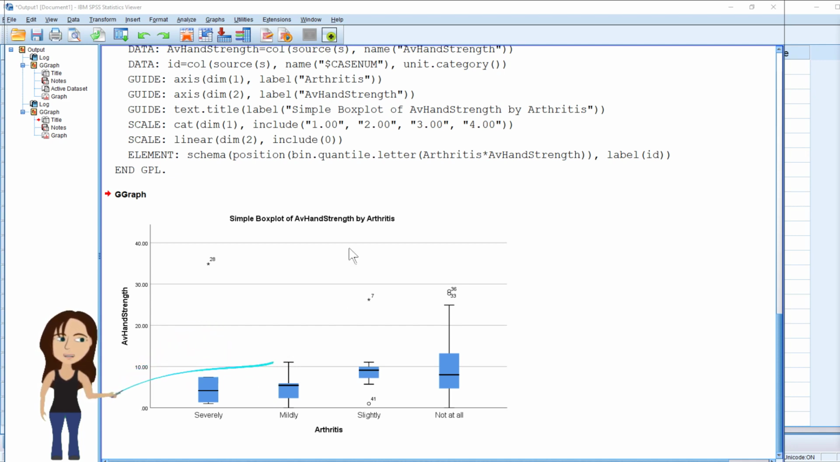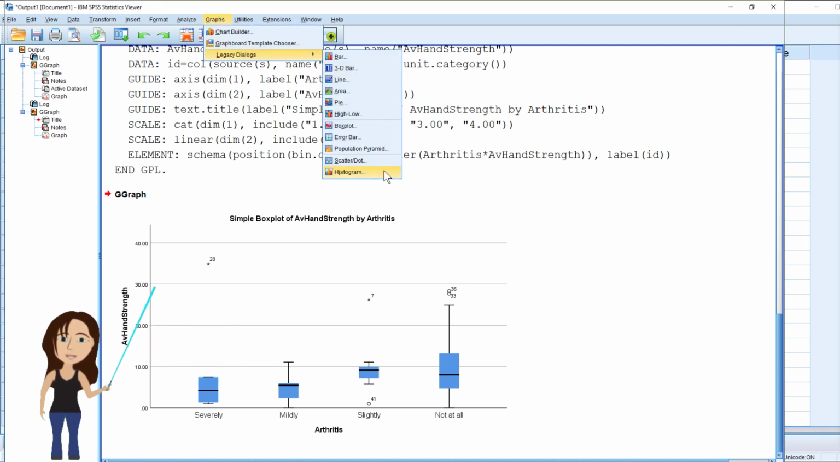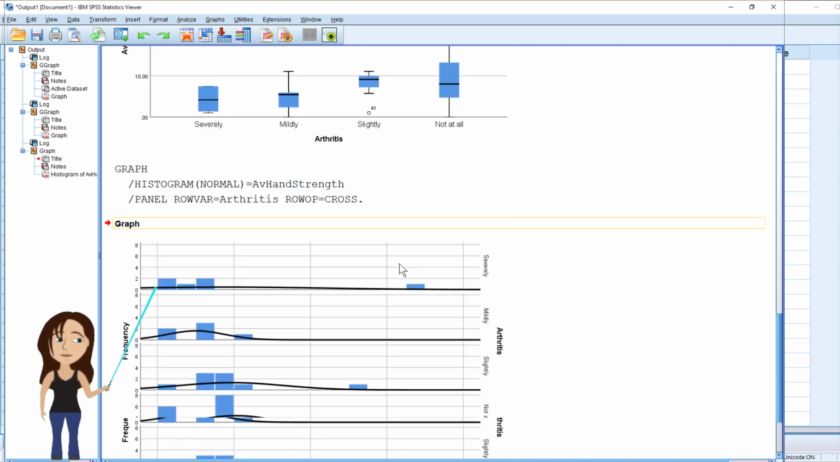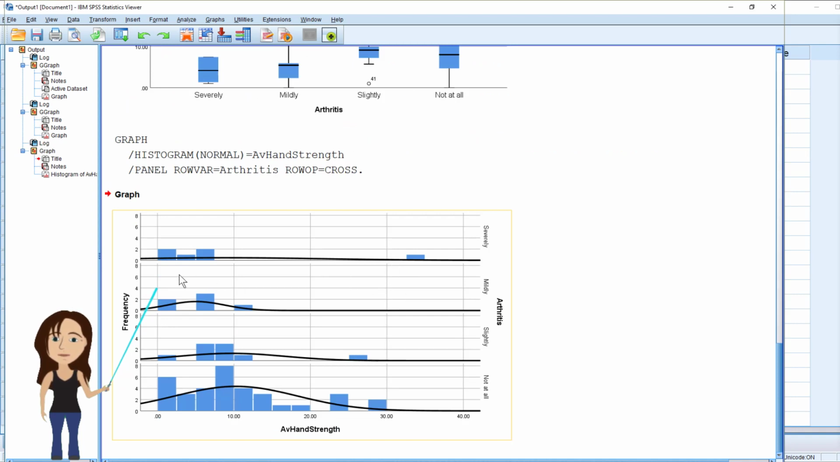Let's move on to the next assumption about the distribution of the outcome being approximately normal for each of these groups. So I'll come back in here, and this is the one that we do in the legacy dialogues: histogram, hand strength, display normal curve, and we're interested in arthritis. Okay. Oh, and it did this one faster. Good. So let me grab my pointer again. So we can see those were the two small outliers from above, from the not at all group. That was our other outlier, and this was our really extreme outlier.